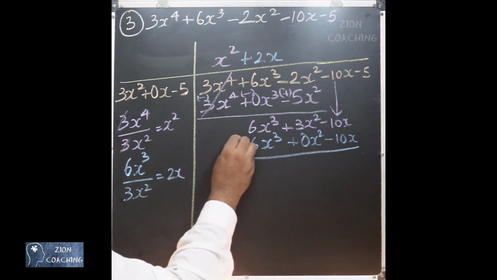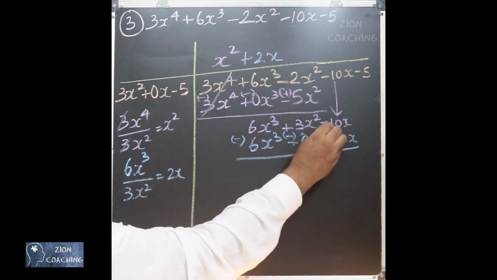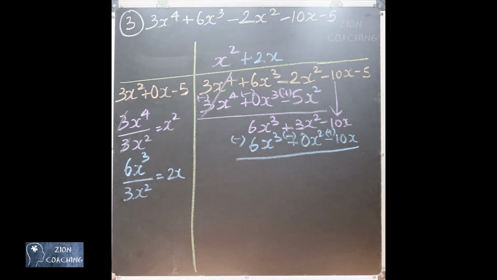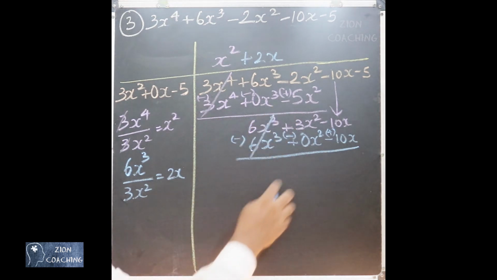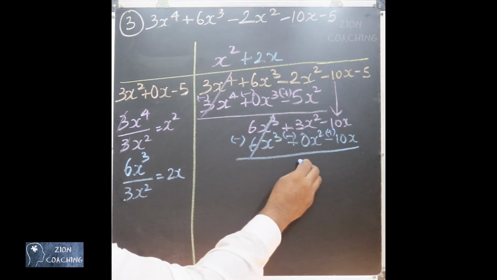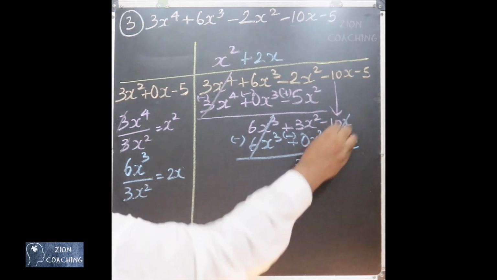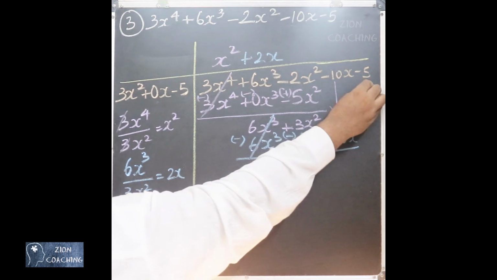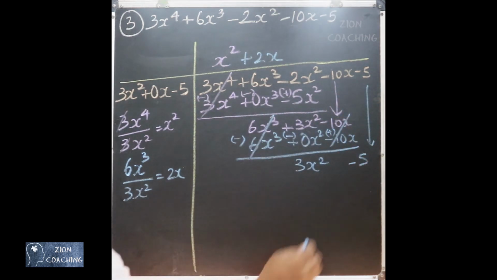Now when we are subtracting, we have to change the symbol and add. So we are changing the symbol. After changing the symbol, 6x cube minus 6x cube will get cancelled. 3x squared minus 0x squared is going to be 3x squared. Minus 10x plus 10x will get cancelled. So we are going to bring down the next term. So we have 3x squared minus 5.